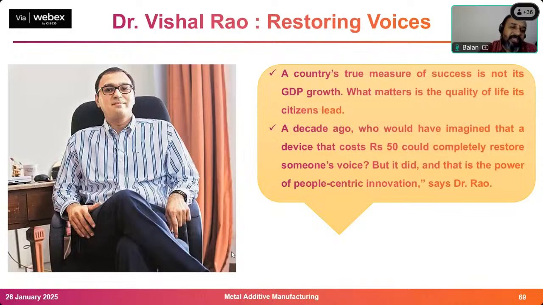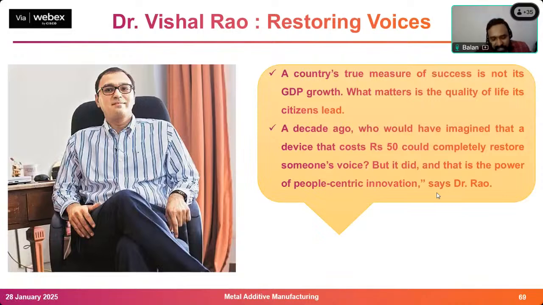All of India is here. We are working for other countries and other people. Normally we do research for the benefit of others, not for earning money. A country's success is not measured by GDP growth, but by the quality of life the citizens are leading. Long back, you could not imagine a device for 50 rupees. Now he made it. The power of people-centric innovation is very, very important.